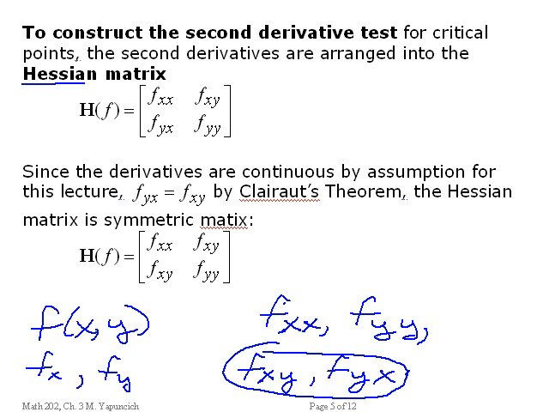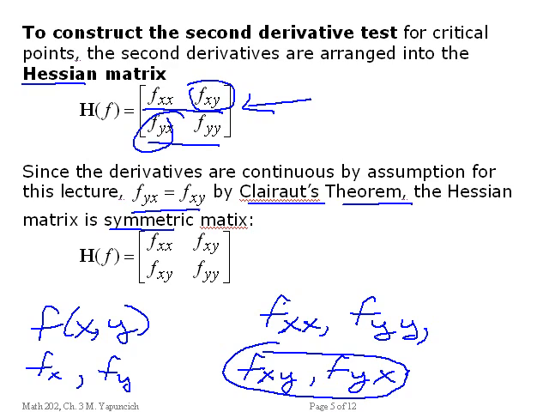We arrange these in what's called the Hessian matrix. We'll put the derivatives, the second order ones with respect to x here, and the ones with respect to y here. But because of continuity, the off-diagonal elements are the same, and so this really is a symmetric matrix. It's symmetric because by Clairaut's theorem, since the derivatives are continuous, the mixed partials are the same, and so you would have the same value here as you have here. That gives you a symmetric matrix.